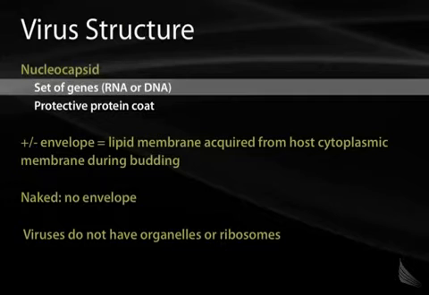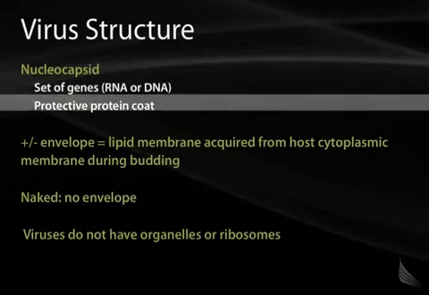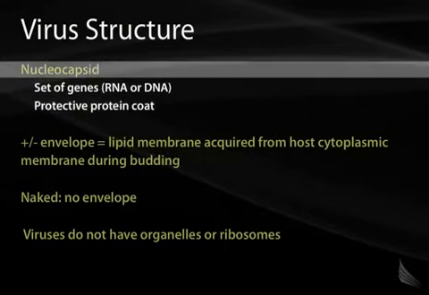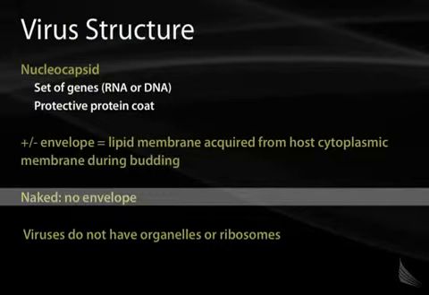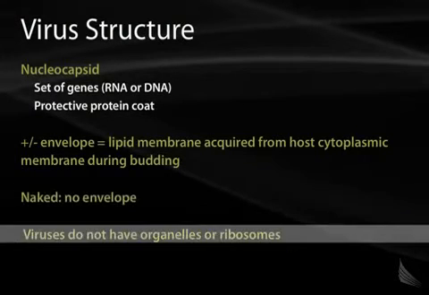Viral structure is composed of a set of genes, which can be RNA or DNA, and a protective protein coat. Those two things together are called a nucleocapsid. Some viruses also have envelopes, which are lipid membranes they acquired from the host cytoplasmic membrane during their budding. If a virus is called naked, it means that it doesn't have an envelope and simply has the nucleocapsid. Viruses do not have organelles or ribosomes. They depend on us for that.